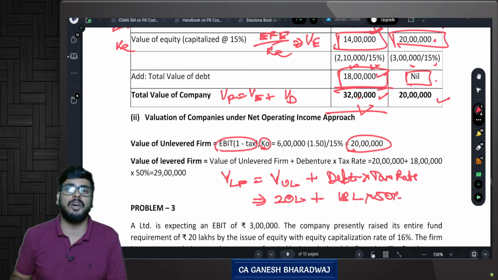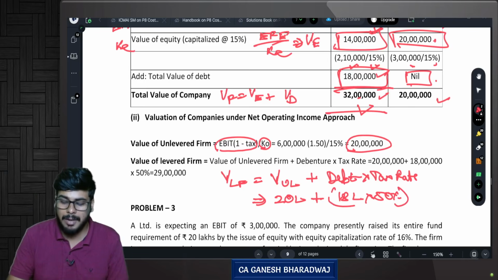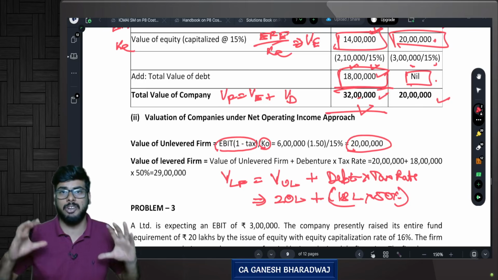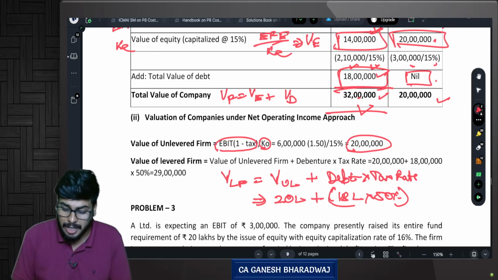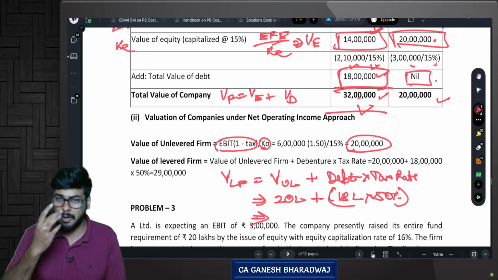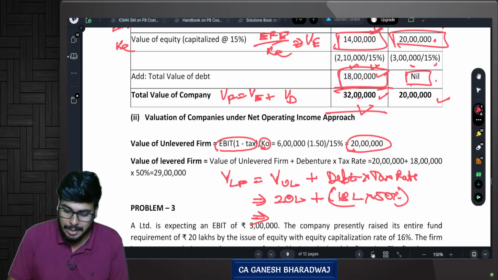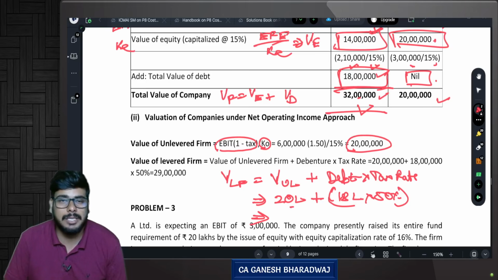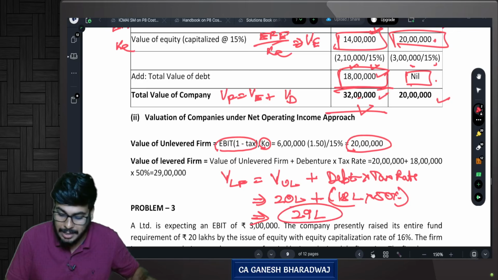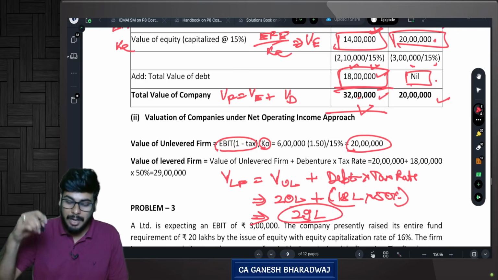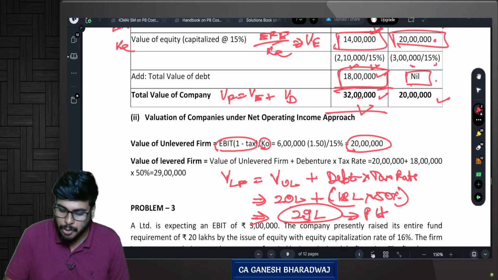He has given that formula. Yes, I told you this formula is nothing but the time value of money concept. Let us accept this formula as such, because the derivation is not required right now. It is a very logical formula, so don't worry about that. So now how much is this going to be? 20 lakhs plus 50% of 18 lakhs, which is 9 lakhs. So it's going to be an overall value of 29 lakhs. So the value of the levered firm, that is P Limited, is going to be 29 lakhs.